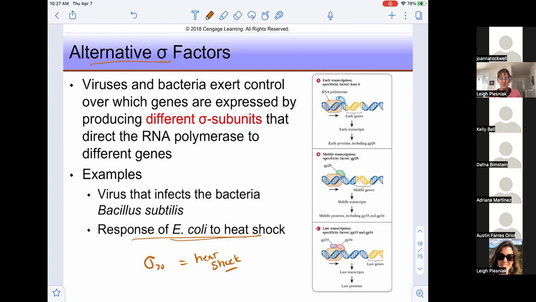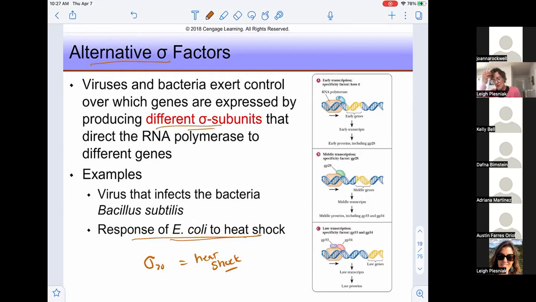And so what happens is the sigma subunit gets made when the E. coli, and this is a protein, when the E. coli gets exposed to heat, then it associates with the RNA polymerase, and it delivers the RNA polymerase to the genes that need to get made when the E. coli is under heat stress.